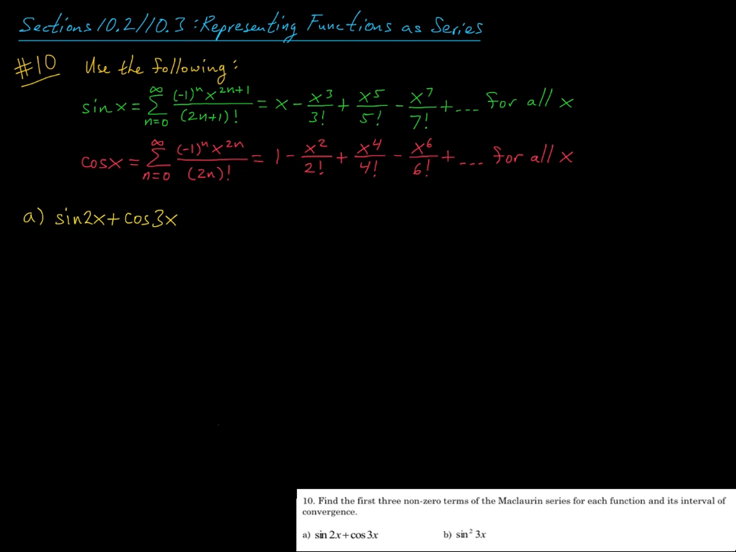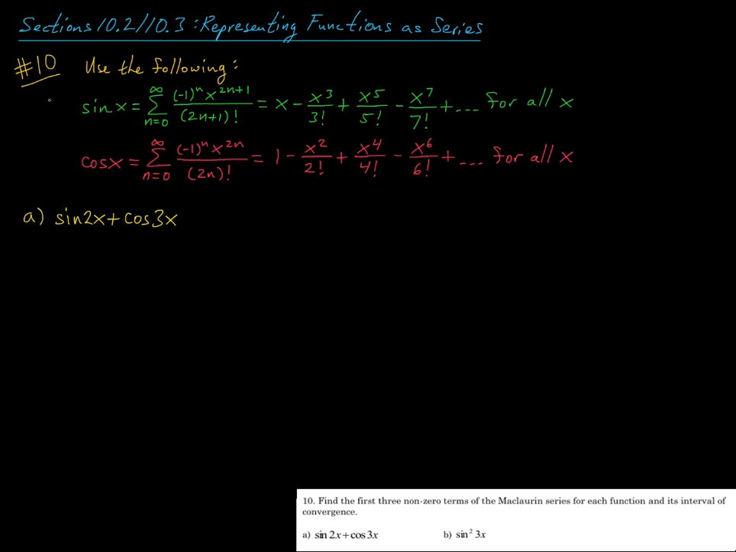Okay, next up, question 10. It says, find the first three non-zero terms of the Maclaurin series for each function and its interval of convergence. Okay, so first off, from question 9, we saw that sine of x is equal to x minus x cubed over 3 factorial plus x to the 5th over 5 factorial minus x to the 7th over 7 factorial, and so on. And this series converges to sine of x for all x.